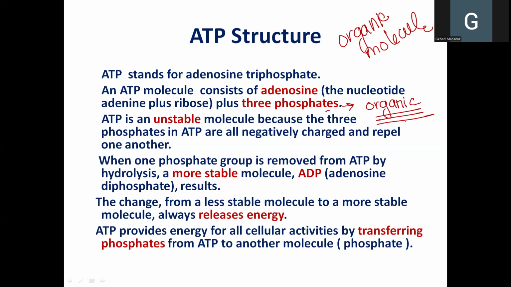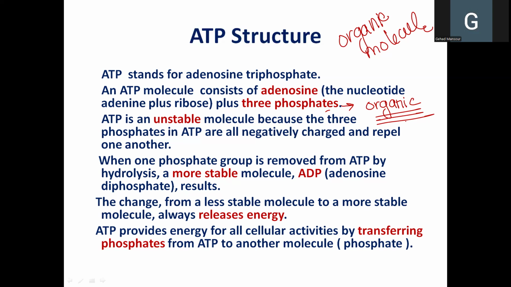And this is important because we have mentioned this before. If you add organic phosphate to a substrate, then the enzyme utilized is a kinase enzyme. But if you add an inorganic phosphate and you don't utilize phosphate from ATP, then the enzyme is a phosphorylase enzyme. ATP is unstable, as we said before, because it has a higher amount of energy.